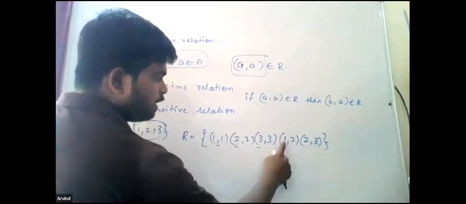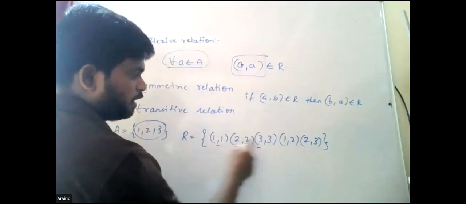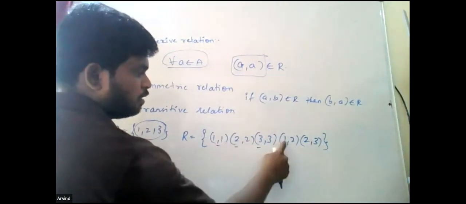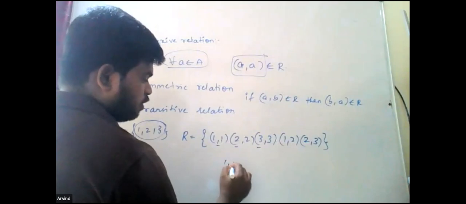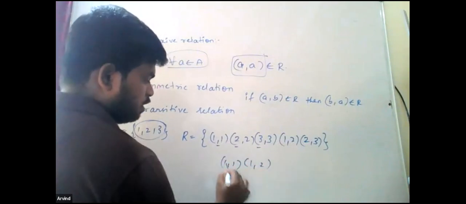No, sir. Why? Because for (a,b) and (b,c), it should start from 1. For example, 1,1 is there, and then 1,2. So 1,1 and 1,2 means 1,2 should be there. Sir, because 1,3 does not belong to R.